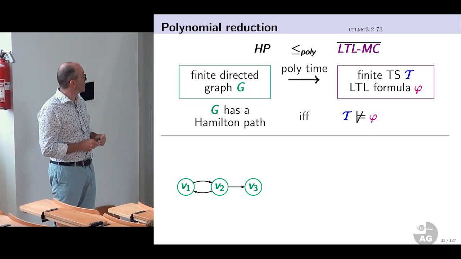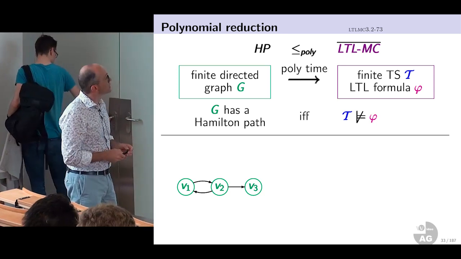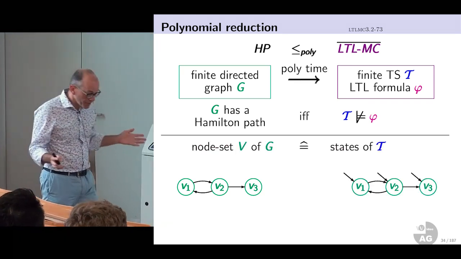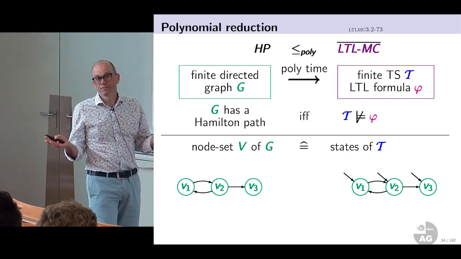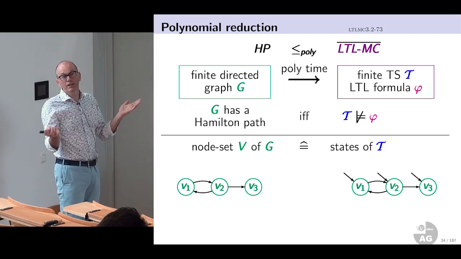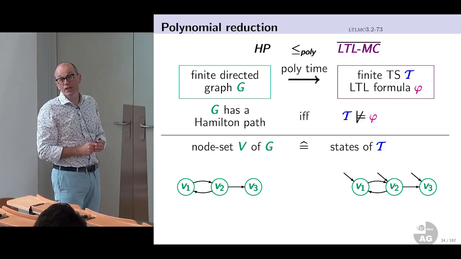Let's suppose this is my finite directed graph. So now we're going to construct a transition system from this. And the way to do that is we just copy the graph. The only point is that we can start at any point. And why is this? Well, intuitively speaking, I can start my Hamilton path in any vertex of the graph. So in my transition system, I make all those states initial.